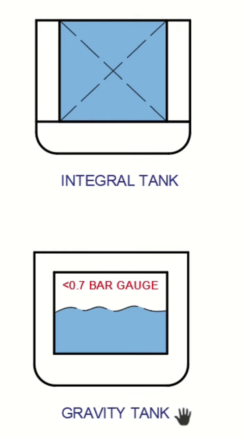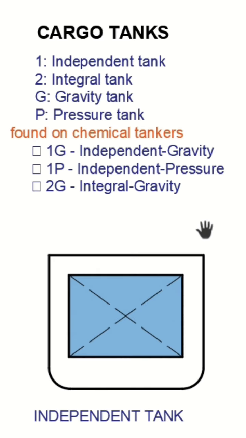Next we will discuss the gravity tank. In a gravity tank, the design pressure of the tank does not exceed 0.7 bar at the top of the tank. For example, there is a liquid level, and above that liquid level there is vapor pressure acting. That pressure will not exceed 0.7 bar gauge. If the cargo tank is constructed in such a way, it is called a gravity tank. We can use independent tanks and integral tanks as gravity tanks.